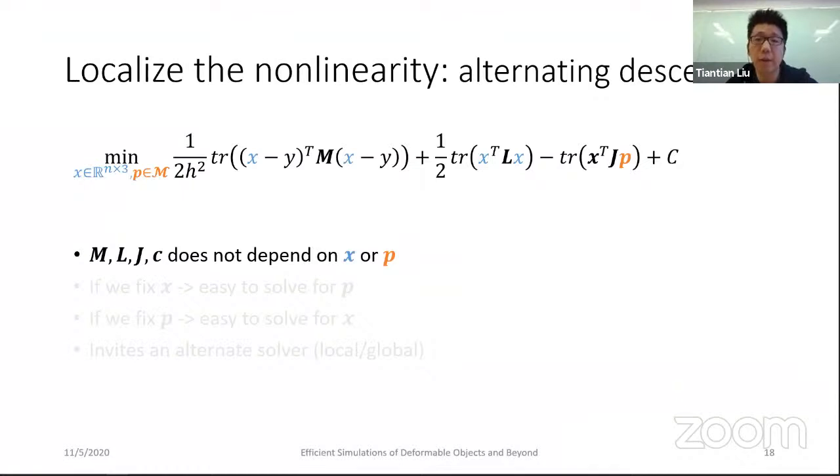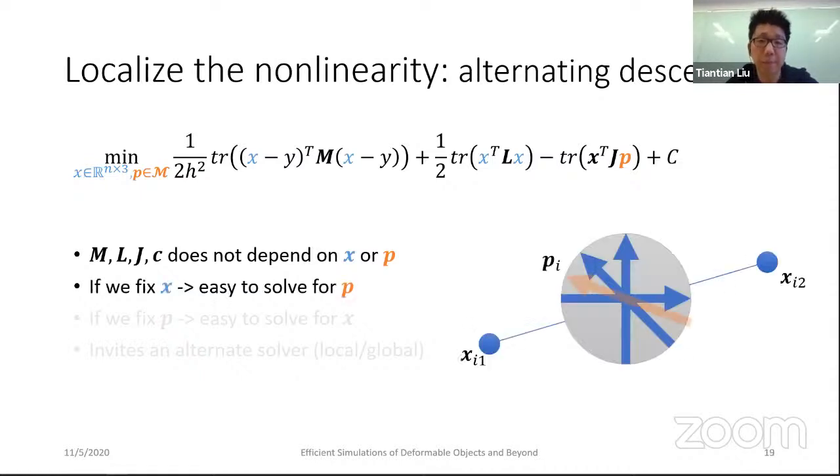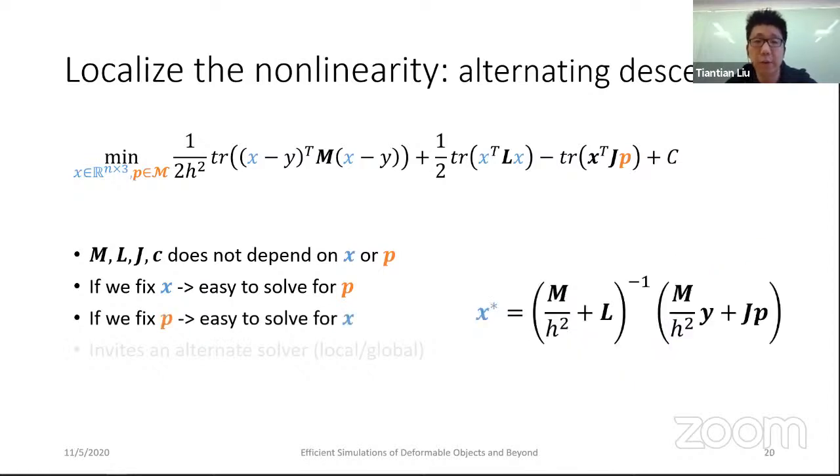The new system almost doubled the degrees of freedom because of the introduction of the variable p, but it has lots of nice properties. First, all the system matrices are independent of x or p, so we can pre-compute them. If we fix x, it is really easy to solve for p because we just need to loop over all springs and find their best fit directions. Note that these directions can also be computed in parallel since x is fixed. If we fix p, it's also easy to solve for x because the entire problem is quadratic. And in fact, we can compute the analytical solution over here.